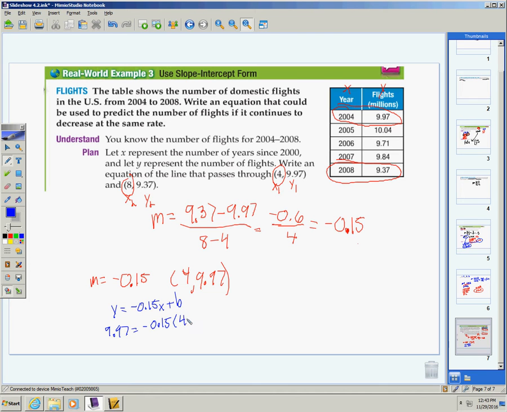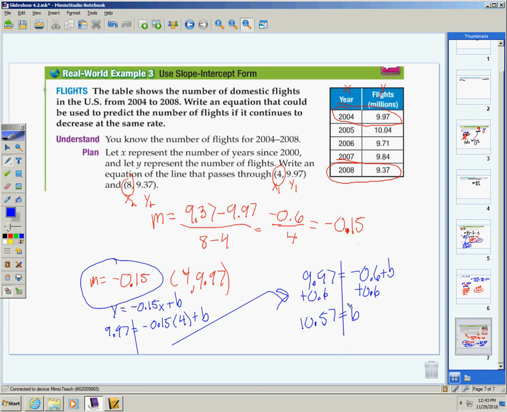And then I just go ahead and solve this equation. So I get 9.97 equals negative 0.15 times 4 gives me negative 0.6 plus b. Then I have to add 0.6 to each side. So I would get 10.57 equals b. And now that I know both m and b, we can do your favorite thing and write this in slope-intercept form. Y equals negative 0.15x plus 10.57.